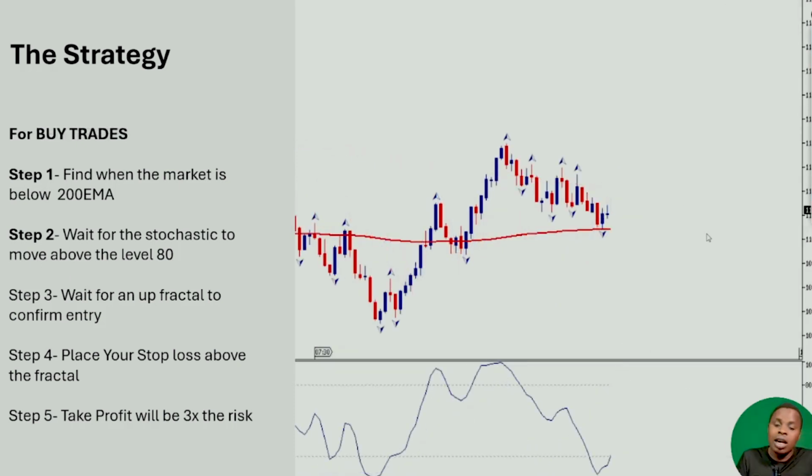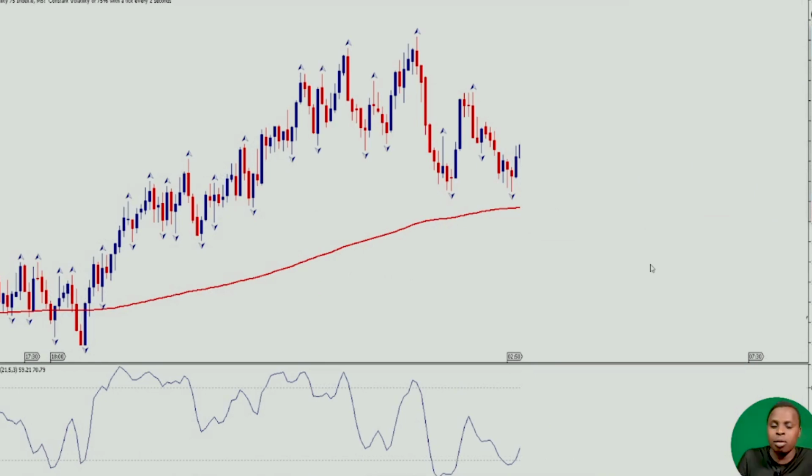On the other side, we have buy trades. Let me show you another example so that you really understand. First here, what do you see? You see that the market is above the 200 EMA, which means you are only looking for buy trades. If you look down here, you can see that our stochastic has gone below level 20. When the stochastic has gone below level 20, the next thing is, what do we see?